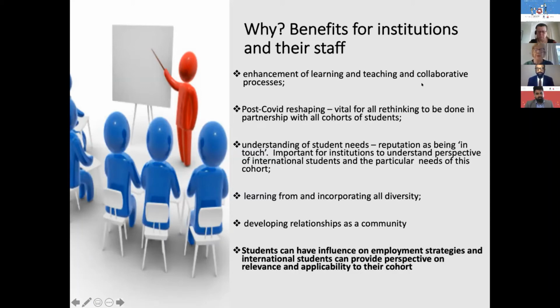Students, if we're talking about employment, because that was part of the theme of this conference, students can have influence on employment strategies. Institutions are all really concerned about the employment of their graduates. If you're really in touch with the world out there, it is important that you feed that through to help institutions develop employment strategies, to provide your perspective for relevance and applicability to your cohort. I don't think I'm going to go any further with that. I'll talk more about the ways of becoming involved when I turn to the next question.